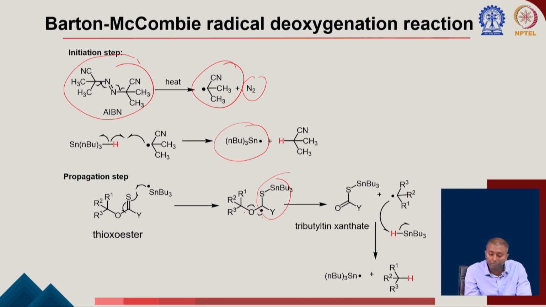Now it allows this carbon-oxygen bond to be cleaved to generate a radical, and at the same time you are making this tributyltin xanthate, because you are forming a carbon-oxygen double bond. At the same time you are forming this tertiary radical, which is going to abstract a hydrogen from the tributyltin hydride to generate this corresponding species.